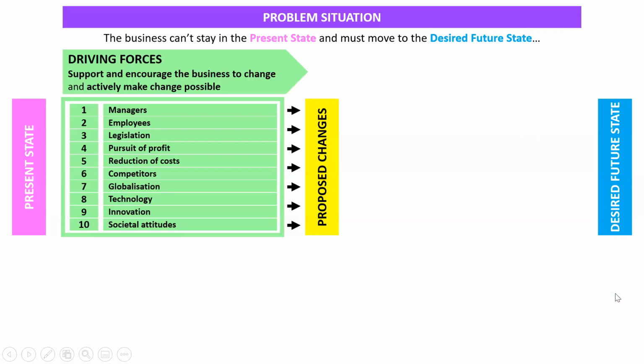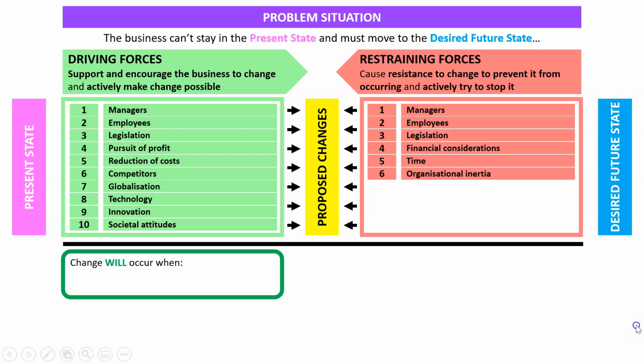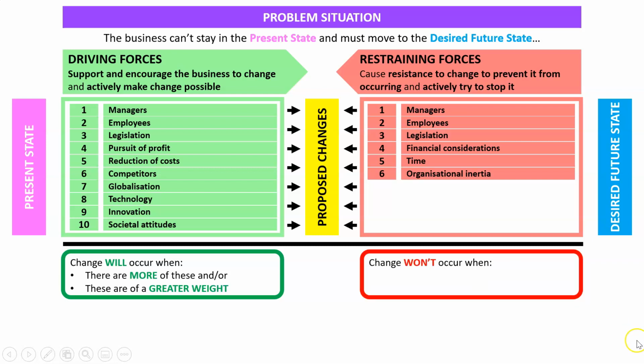Now, there are going to be some driving forces to encourage that, and we're going to go through 10 of those later in the chapter. But there are also going to be some restraining forces, and there are going to be 6 of those, and we'll look at those too later on. And basically the theory says, well, change will occur when there are more of these driving forces, or they're of a greater weight, and change won't happen when there are more restraining forces, or they're also of a greater weight.